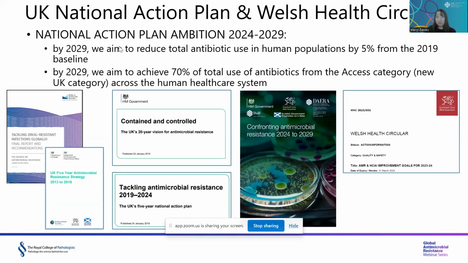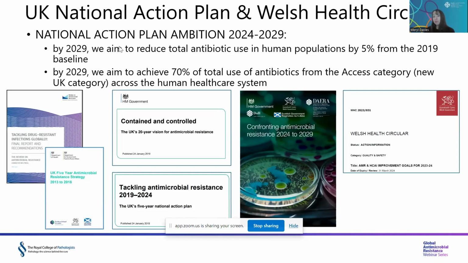Within that national action plan, we have specific targets from the perspective of prescribing of antibiotics. So by 2029, the UK aims to reduce total antibiotic use in human populations by 5% from the 2019 baseline. And also by 2029, the UK aims to achieve 70% of total use of antibiotics from the access category, which is the new UK category, across the human healthcare system.